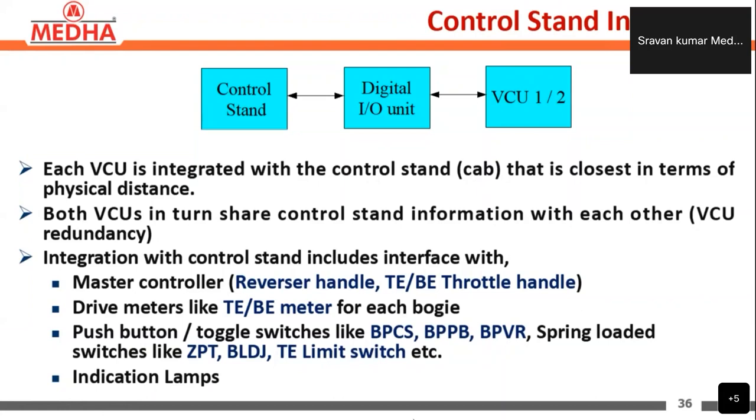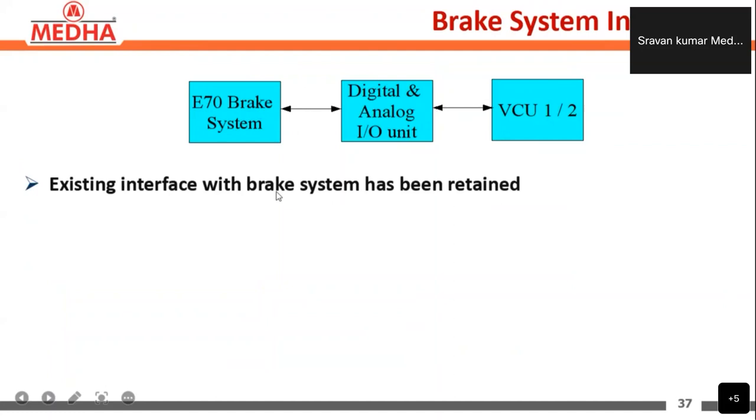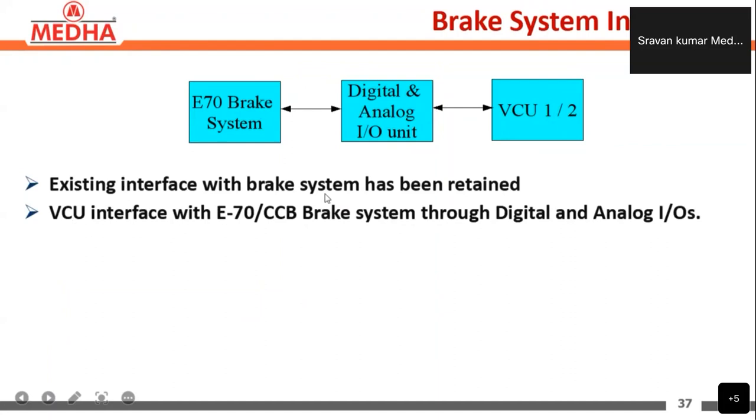Next, brake system integration. So here we can see the E70 brake system that is integrated with the digital and analog input output unit, and next to the VCU, to the control card. Whatever information is coming from the brake system goes into the vehicle control unit. So the existing interface with the brake system has been retained, which is the interface with E70 or CCB. So as you know, we have the Knorr and the Faiveley type of brake systems in the electric locomotive. So that brake system is communicating with the VCU through digital and analog input output.